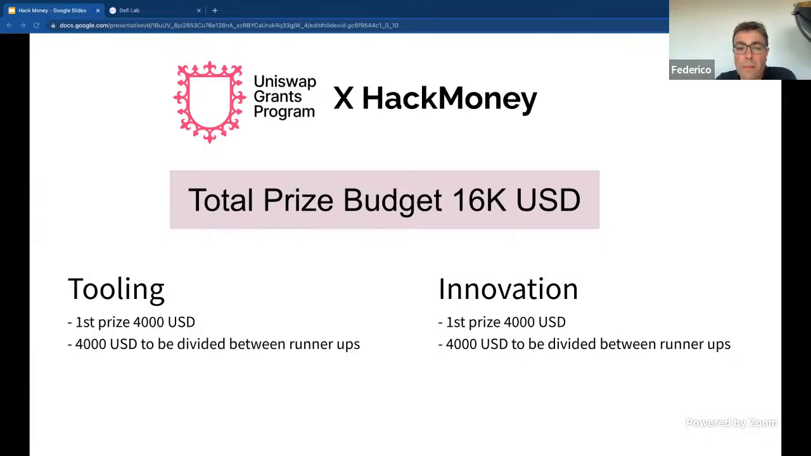innovative way. These categories are quite broad, we did this on purpose because we didn't want to limit your creativity and fantasy. We encourage you to build in complete freedom and submit your ideas as long as they are related to Uniswap. For each category, there is a prize of $4,000 for the best submission and an additional budget of $4,000 that will be divided between the best runner-ups. We are very excited to see what you come up with, and we wish you the best of luck.